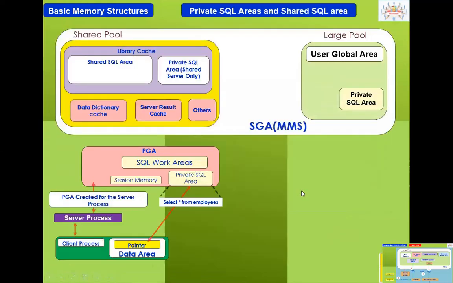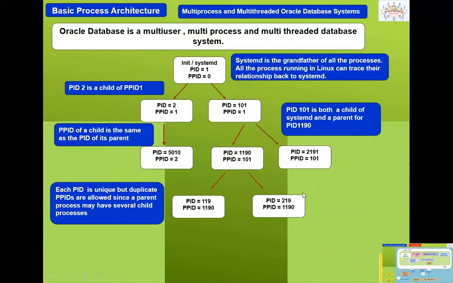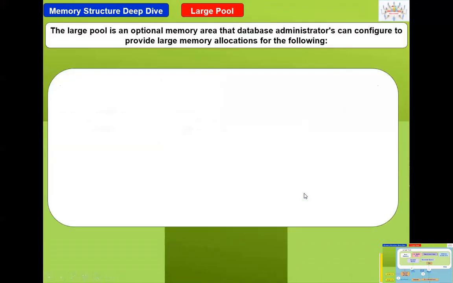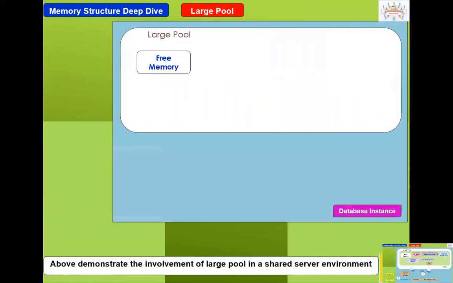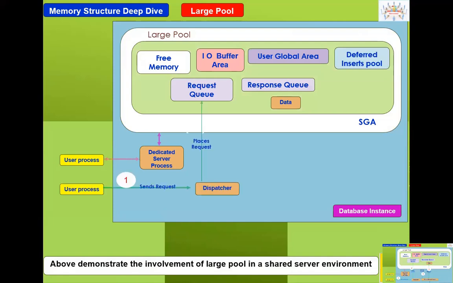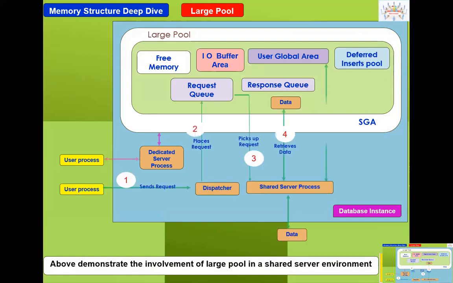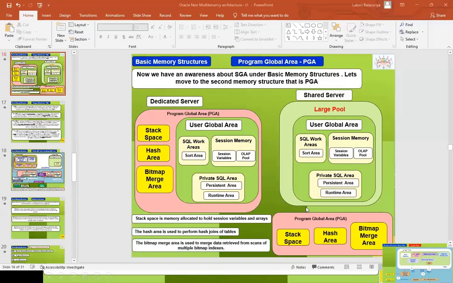Now let's jump back to our explanation. So this is step number 4. Now step number 4 happens. That's what it says: it shares information across the user global area. So step number 5 now is clear, places the response.